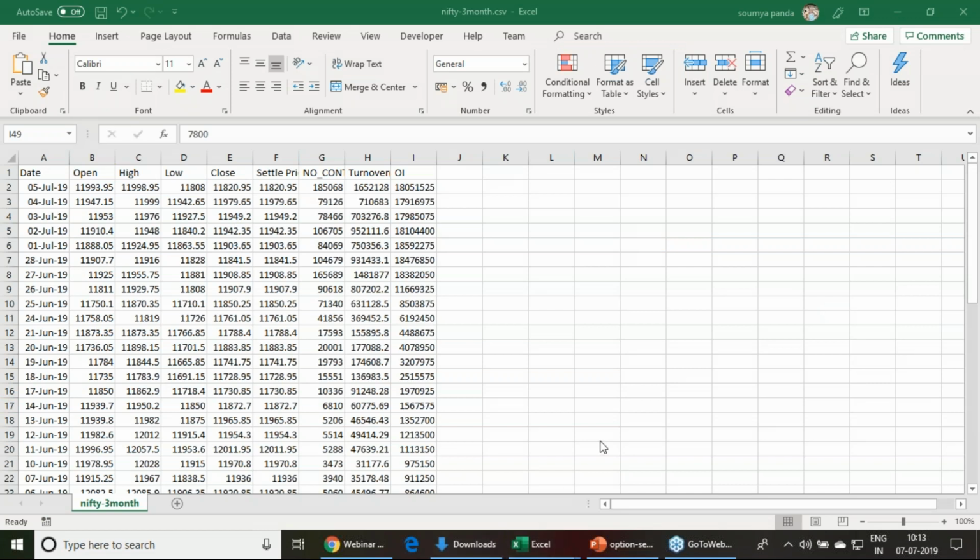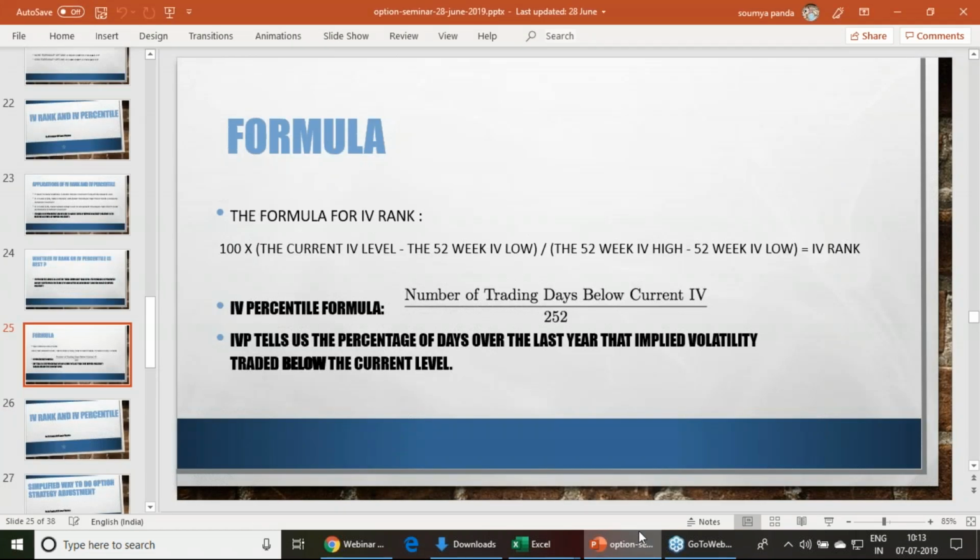Because I have to do this for options. Now you have seen the formula. The formula says current IV minus 52-week IV, and so on. So there are a number of strikes. Nifty has hundreds of strikes.